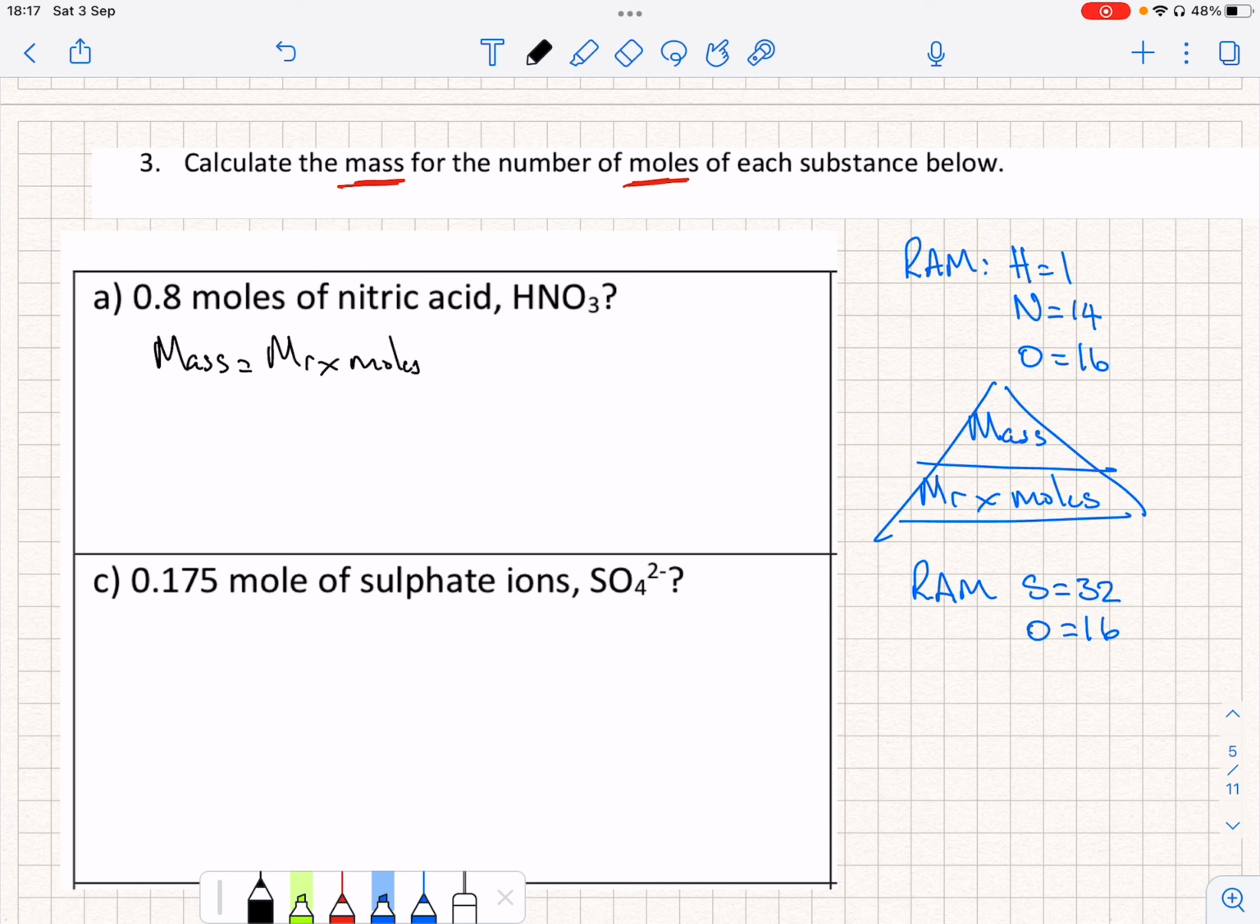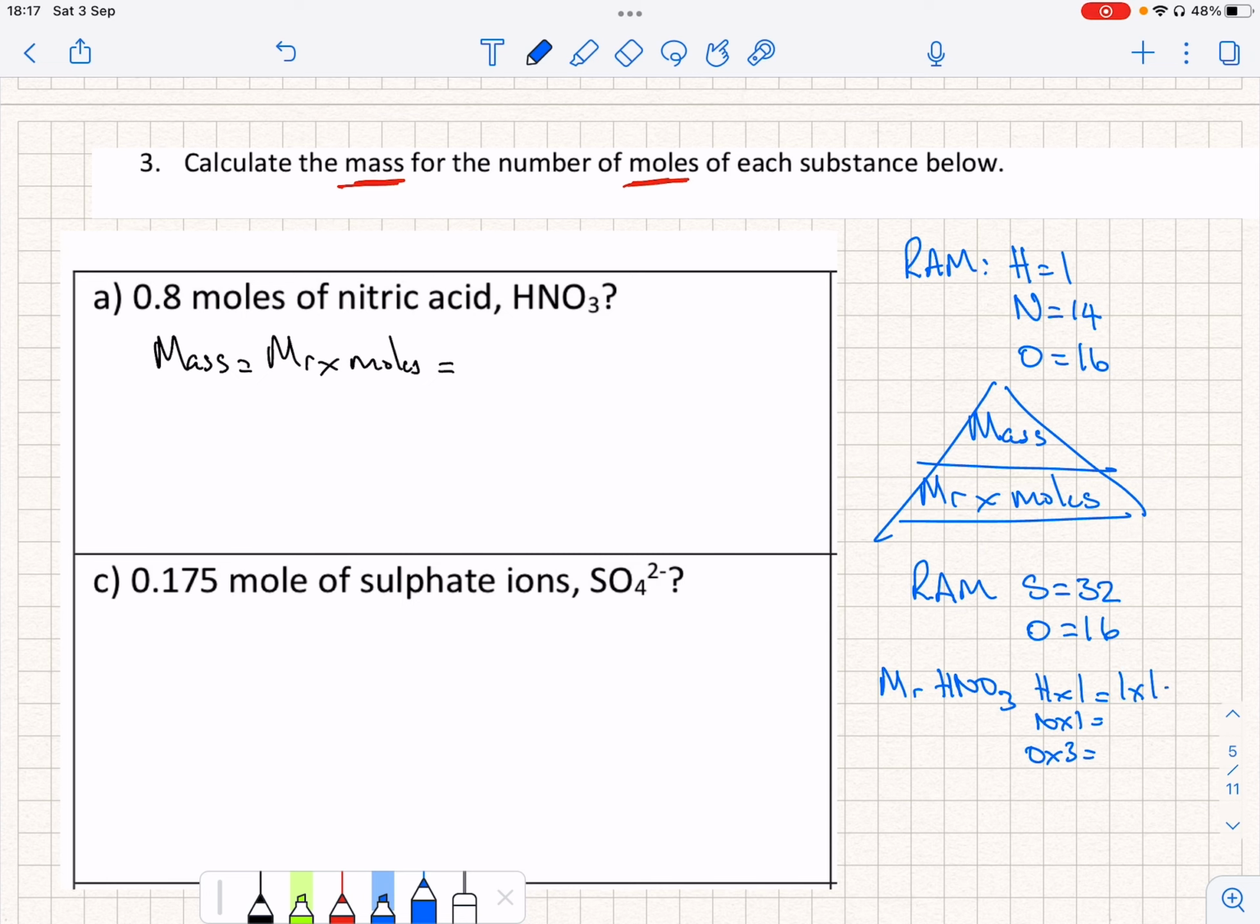So we've got to do a little bit of thinking here. We're trying to work out the Mr for this first. So the Mr for nitric acid, we'll do it over here. There is one lot of hydrogen, one lot of nitrogen, and 3 lots of oxygen. Put down the relative atomic masses.